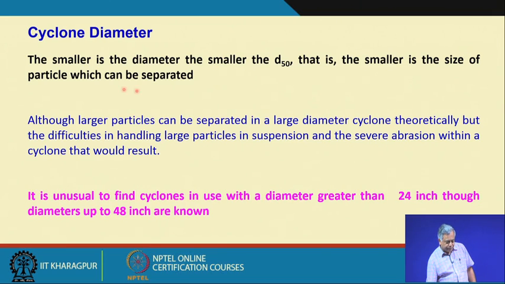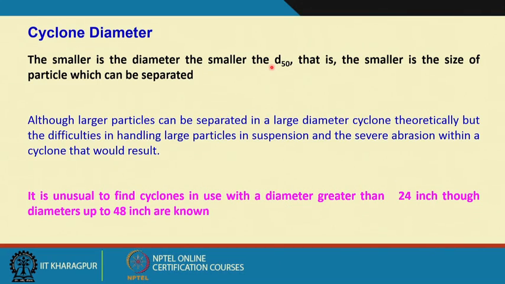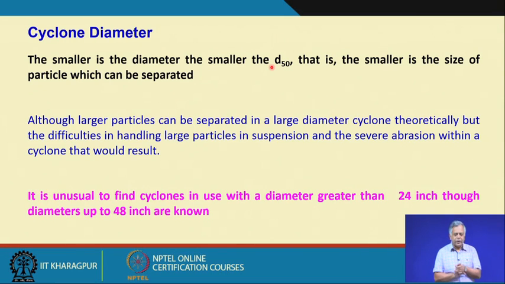Cyclone diameter. So, the smaller the diameter, the smaller the d50, because we try to explain most of the things about the cyclone in terms of d50, that is the cut size. The plant people can relate to it: if you say the d50 is 40 micron, and in another case the d50 is 10 micron, you know that this is the cyclone of smaller diameter for the d50 of 10 micrometer, whereas the d50 of 40 micrometer is a relatively bigger diameter.